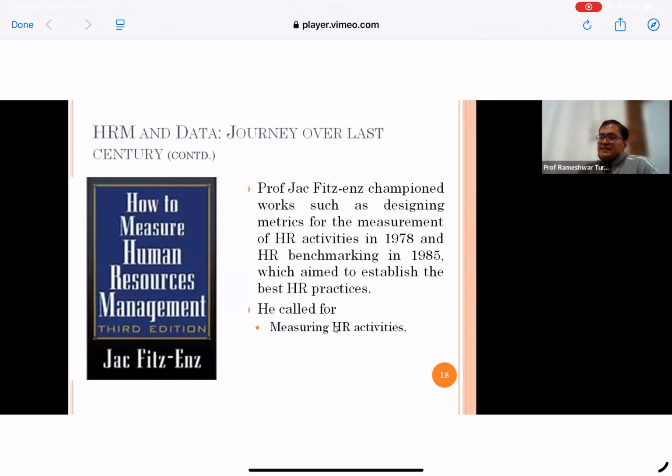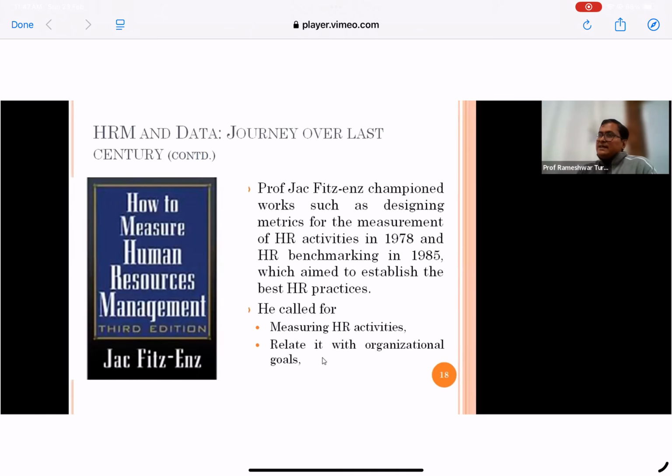Professor Jack Fitz-enz called for measuring HR activities related with organizational goals. He said that we should have HR metrics that are related to the organization's goal, and we should compare it with other organizations. That was one of the things that he argued for.